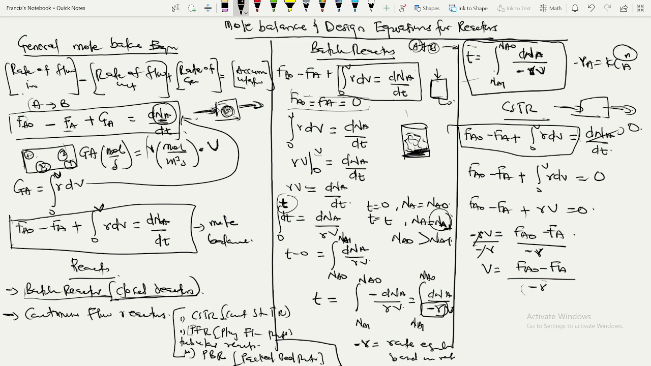And our negative R here is the rate equation based on the reactant. So in this case, it will be based on A, right? Because A is our reactant. So all over minus RA. So this becomes the design equation for continuous stirred tank reactors. Please take note of the design equations.